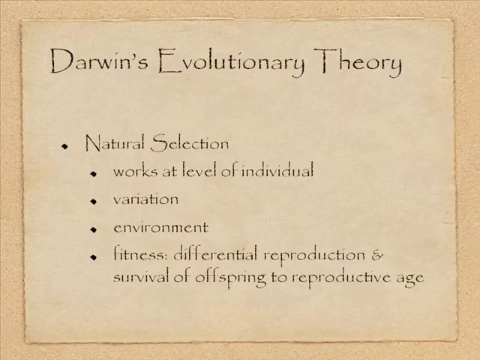So let's look at that in a little bit more detail. Natural selection works at the level of the individual in Darwin's approach to evolutionary theory. It's predicated on the availability of variation. A population has to have different traits available for natural selection to work. So it's very much connected to the environment, because trait A might be good in one type of environment, and trait B might not do well in that environment, but be really good in another environment.